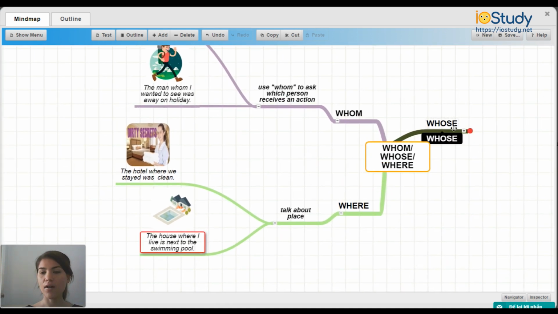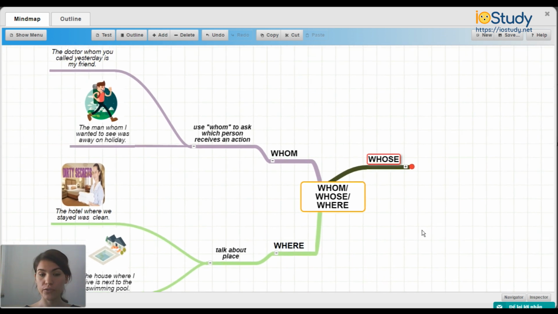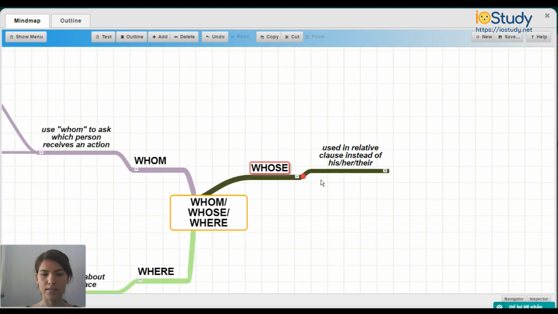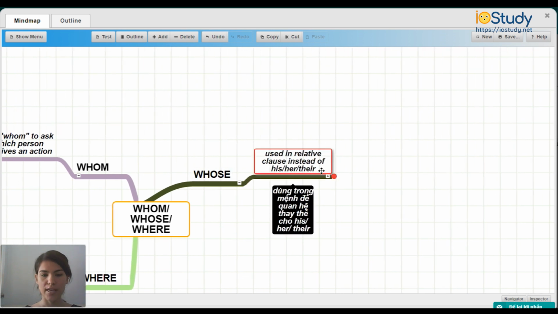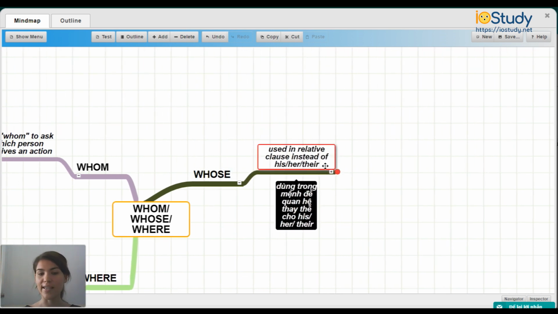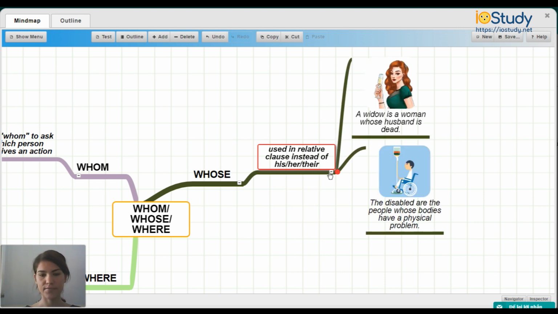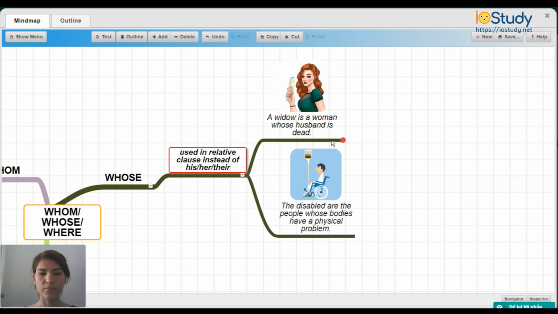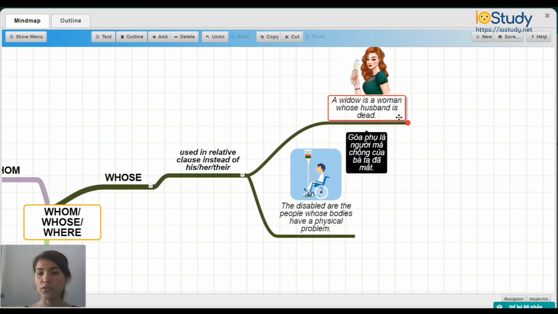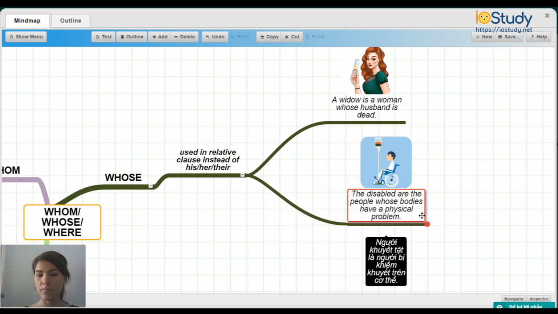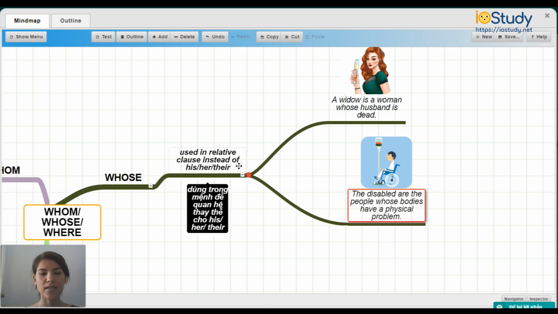And finally, let's talk about whose. When should we use whose? So we should use whose in a relative clause instead of using his, her, or their. For example, a widow is a woman whose husband is dead, and the disabled are the people whose bodies have a physical problem. So as you can see in both of these example sentences, they are used in a relative clause instead of his, her, or their. So they are possessive.